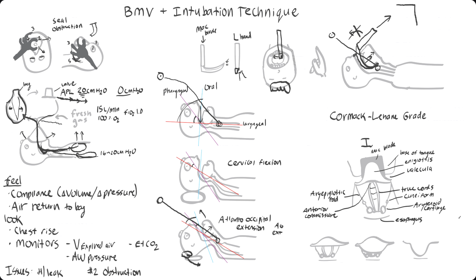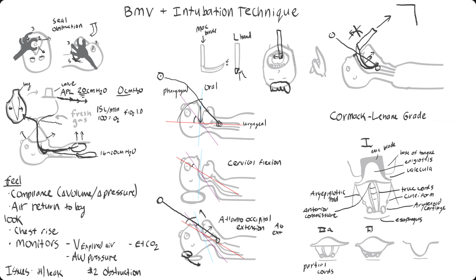So a slightly worse view than this would be our grade 2A. And you can recognize, hopefully, the similar structures here, but now we have only a partial view of our cords. So we can't see the anterior commissure anymore. It's covered by the epiglottis. And then we can maybe see about half of our cords. So here we have partial cords.